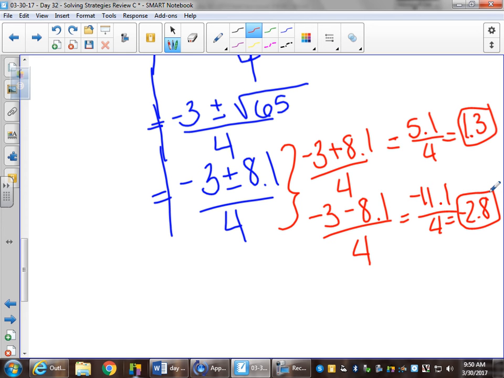I got 1.3 and negative 2.8. Did you guys get that? Yeah, I got that. What did you do wrong? Because it's b squared. Look, 3 squared minus 4ac. That should be under the square root. Yeah, that's what I did. Oh, I don't know why I did that. Are we good? Do you want me to leave this up for a second?